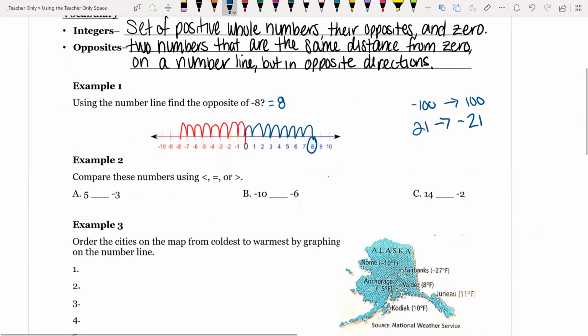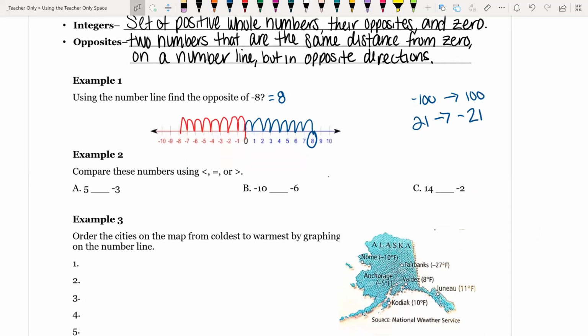Okay, so let's compare these two numbers. Thinking about which ones are bigger, right? You can use a number line to kind of look at that. From zero, 5 is 5 away, and -3 is only 3 away. So which one's bigger? 5, right? So our inequality or our alligator eats the bigger number.